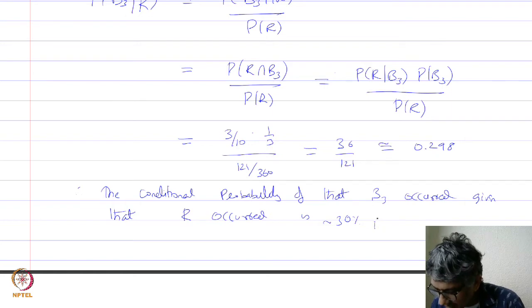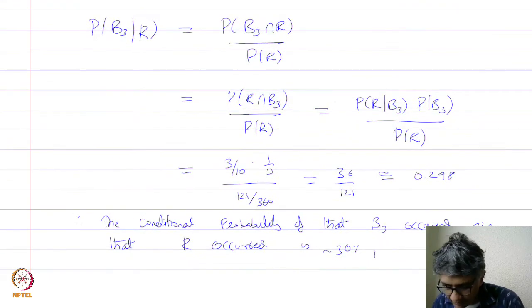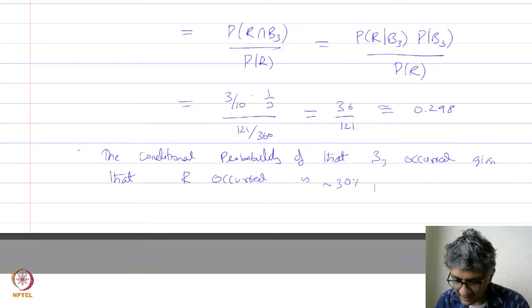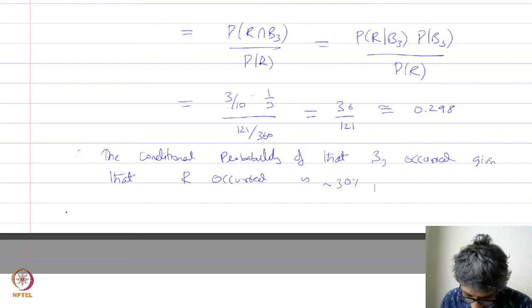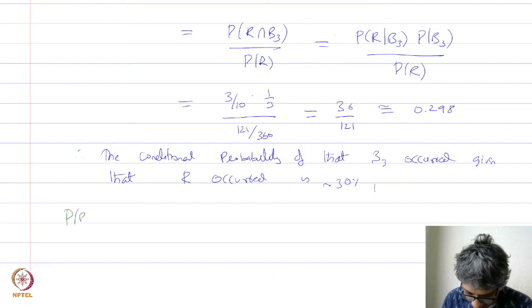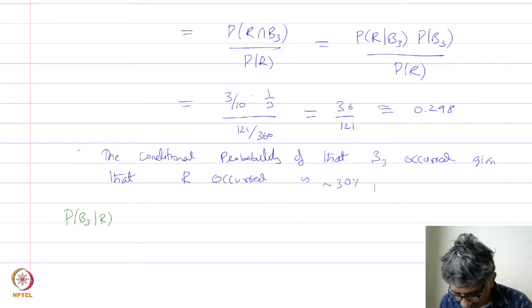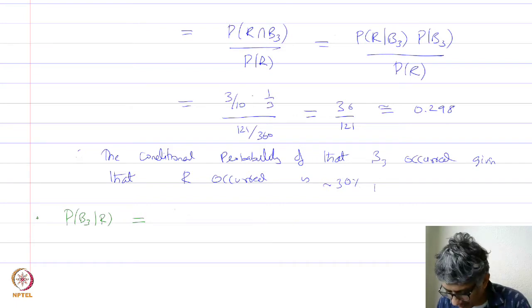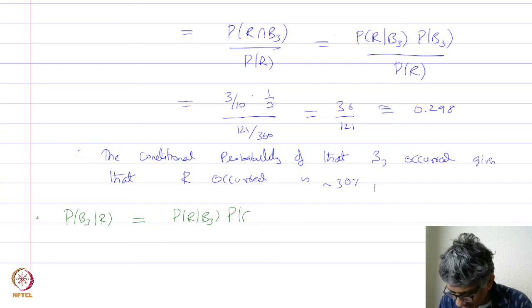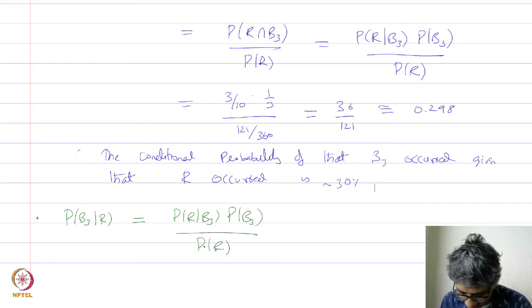So just one observation before I go on to the general setup of this idea. The idea is quite general. The idea was that we wanted to know probability of B3 given R, right? And then we did some calculations, and it turned out that we got it as probability of R given B3 times probability of B3 divided by probability of R. This is just a standard sort of calculation.